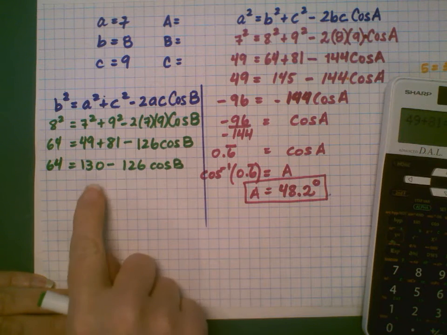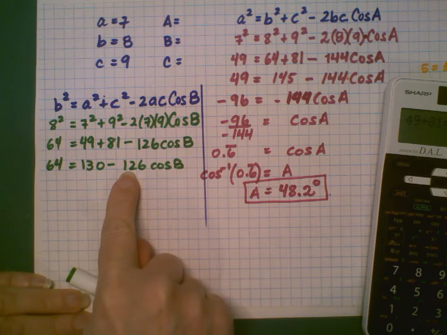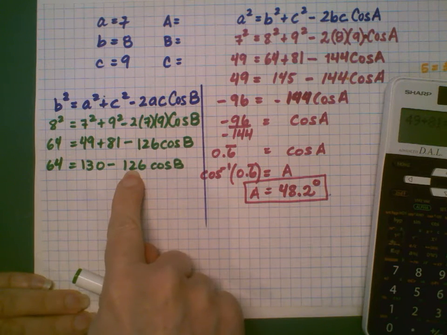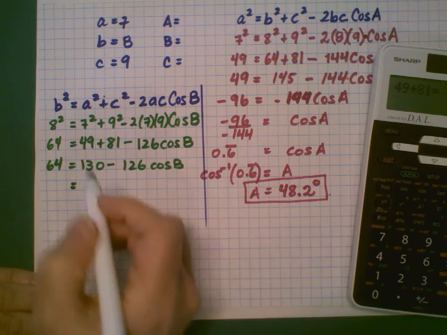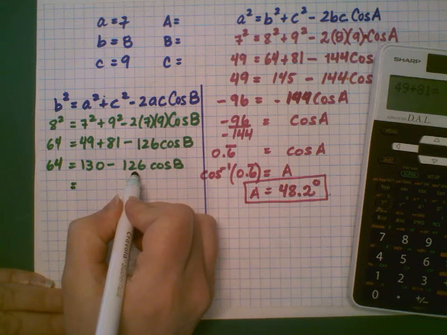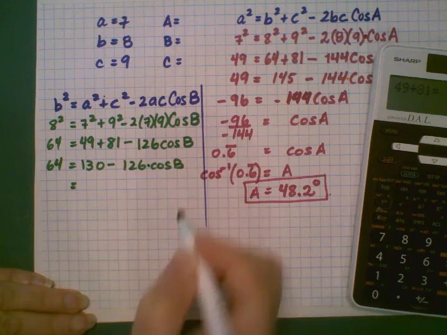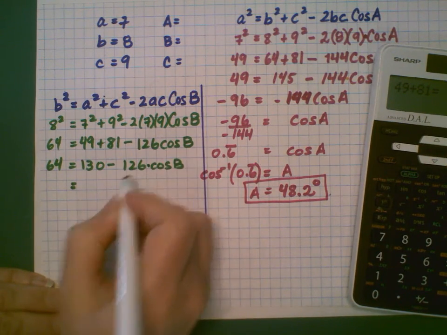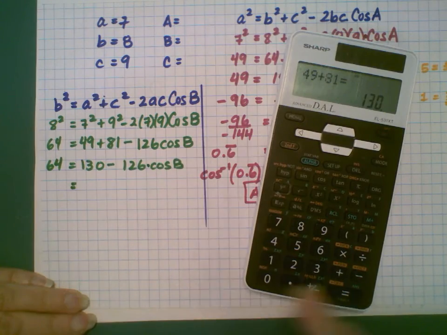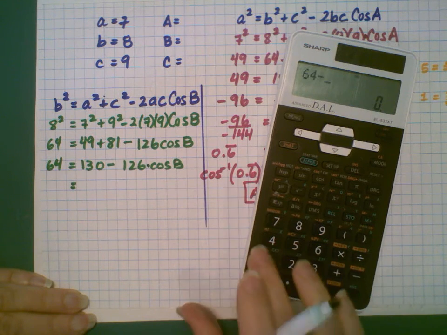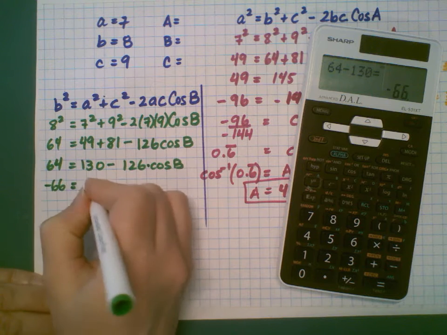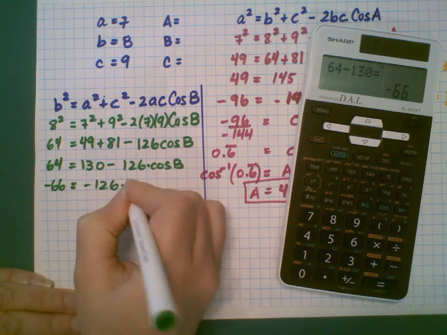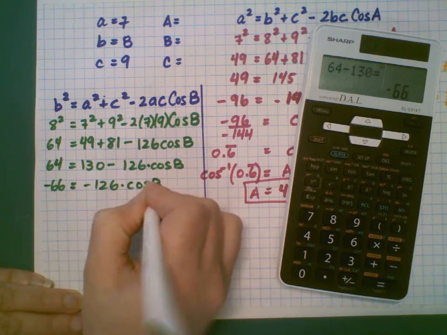And as I mentioned before, a really common mistake for students to make is to do the subtraction because it looks very convenient. These numbers are very close to each other. But you can't do that because this is not actually 126, it's 126 times cosine B. So it's a coefficient. All right, so 64 subtract 130, negative 66 is negative 126 times cosine B.